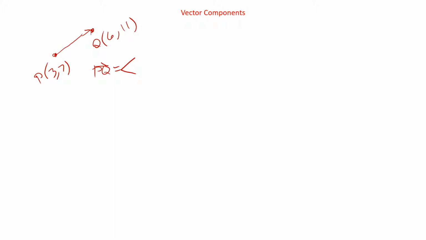Component form looks like an ordered pair, but it doesn't use parentheses, it uses these angled brackets. And it doesn't have x and y points in it, it has the change of x and the change of y. So for PQ, in order to get from P to Q, x is going from 3 to 6, so it's going up 3. Y is going from 7 to 11, so it's going up 4. That's the component form of a vector.